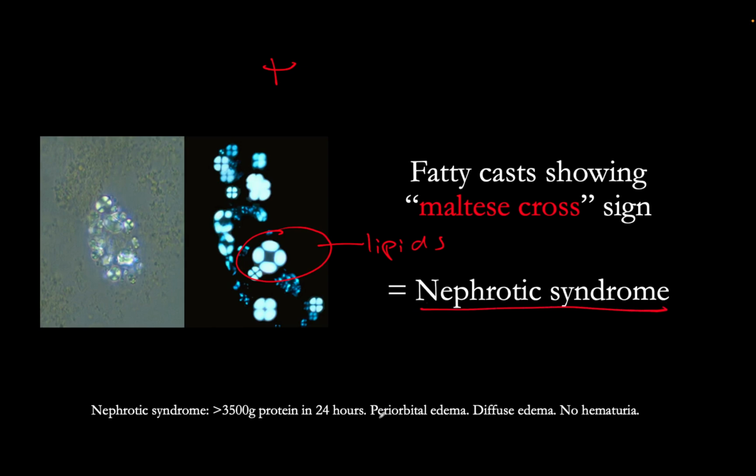And so just integrating here, in nephrotic syndrome, you're going to pee out more than 3.5 grams of protein per day. I think this is milligrams, but essentially more than 3.5 grams. And you're going to get periorbital edema, and the urine won't be red in nephrotic syndrome because there are no RBC casts.